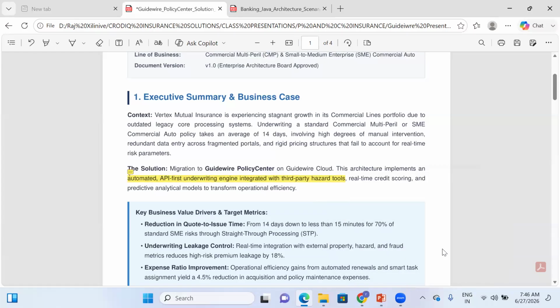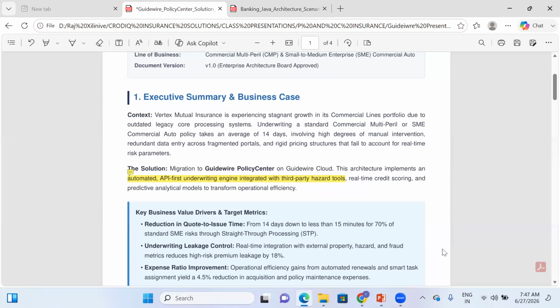The architecture that we are about to develop should be an automated one, point number one. Second, it should be an API-first underwriting engine that must be integrated with a third-party rating engine, so that risk assessment will be done by the system with any third-party hazard tools. Hazard tools means, for example, in property insurance, some properties may belong to a high-risk geographical zone where they are more affected by natural calamities, or are near landslides, something of that kind.